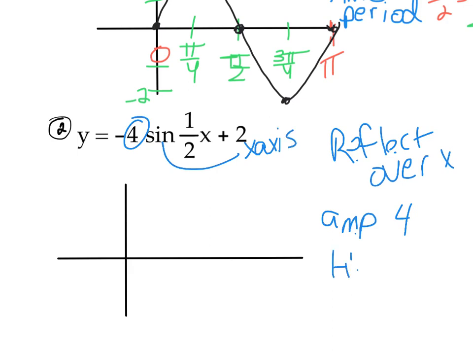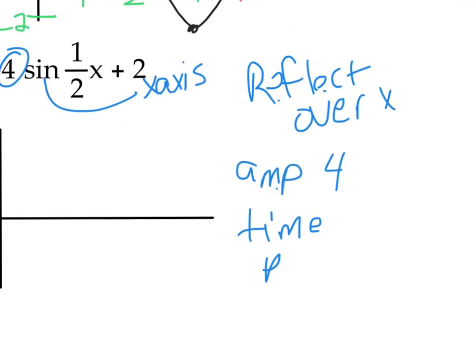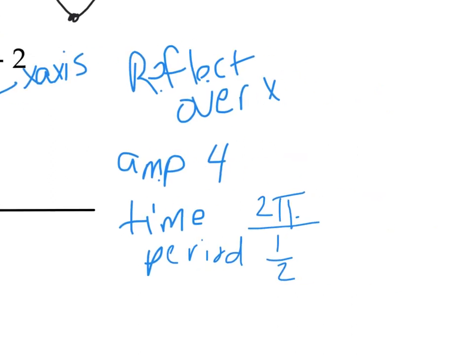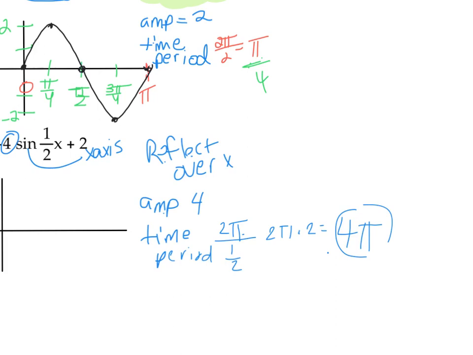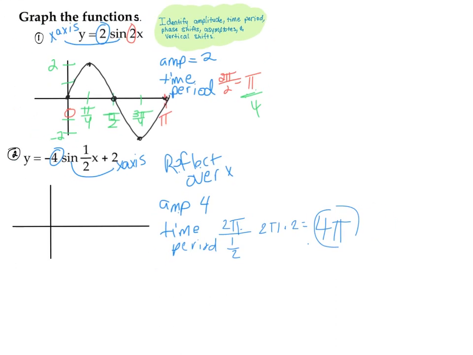What is the time period? Okay, it's 2 pi divided by 1/2. So if I keep change flip, it's 2 pi times 2. So it's 4 pi is my time period. Is there a phase shift? Do I move left and right? No. Is there a vertical shift? Yes, there's a vertical shift.